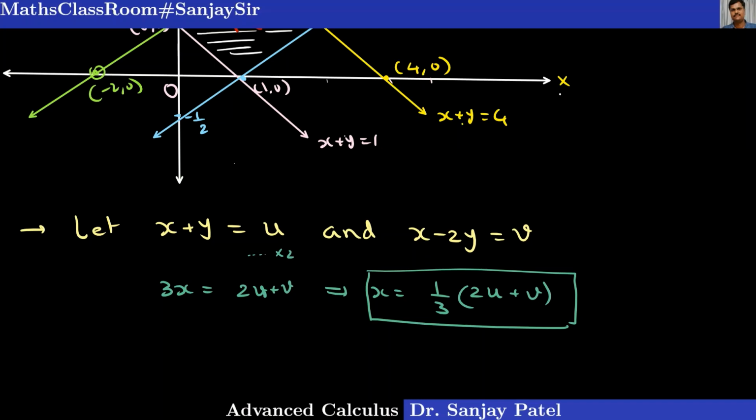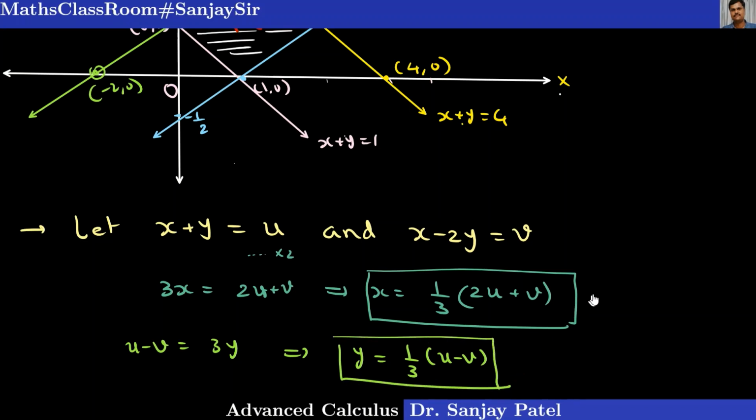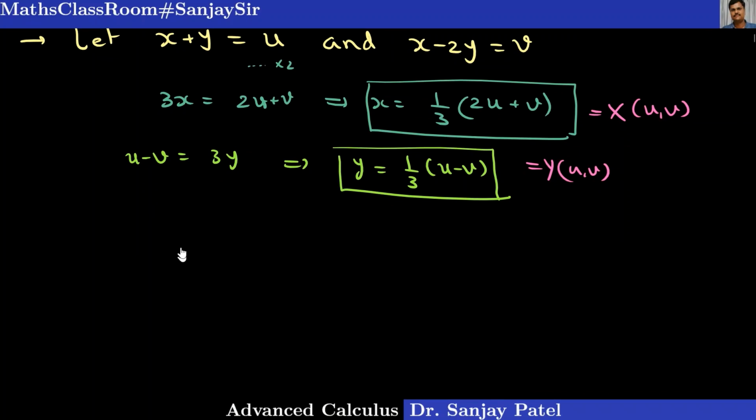Same way, I want to express y in terms of u and v. So I subtract the second equation from the first one. In other words, I'm taking u minus v. What you will get is x gets cancelled, and y minus minus 2y gives you 3y, and therefore y is equal to 1 by 3 times (u minus v). So you will get your second variable y as a function of u and v. To transform this given double integral, one has to find the Jacobian first.